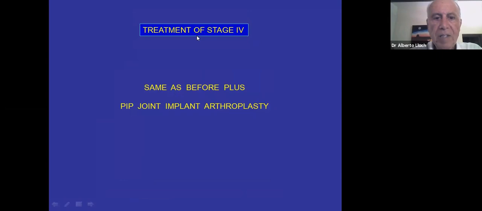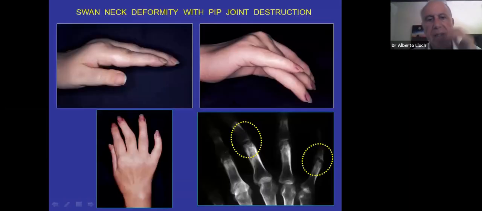What is the treatment in stage 4? Same as before, plus a PIP joint implant arthroplasty. Here we have this case with a destruction of the PIP joint of the small finger here, the middle finger also, and here we can see it in the x-rays. In the other ones, the joint seems to be more well preserved.